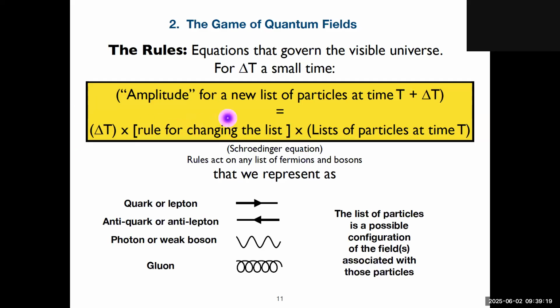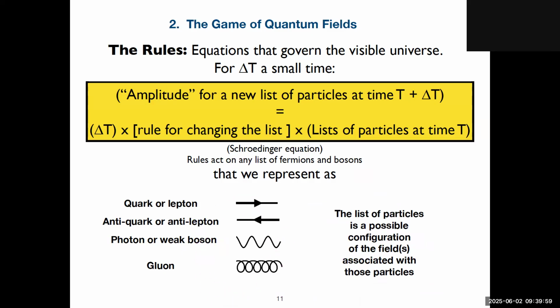So these rules here are the rules that act on any list of fermions and bosons. And we represent the list in terms of quark or lepton with an arrow telling you which way the fermion charge goes, an antiquark or antilepton with the arrow in the opposite direction, photon or weak boson is a wavy line, gluon is a coiled line. Needless to say, these pictures here are not exactly fundamental in their own right, but they're generally agreed upon kind of notation. So the list of particles is a possible configuration of the fields associated with these particles. So the fields tell you where these particles might be.